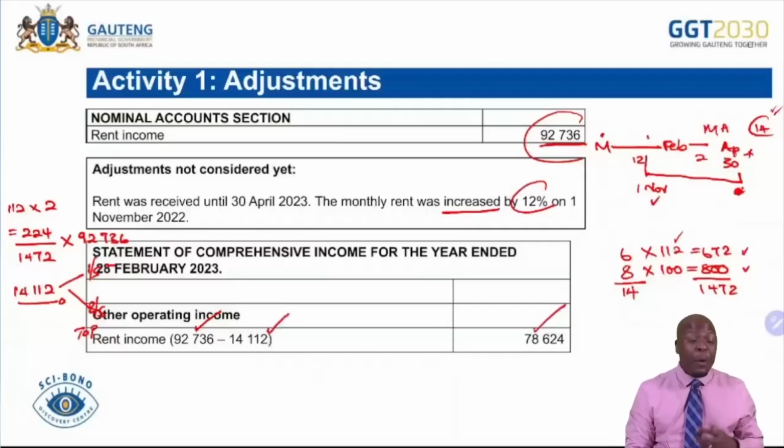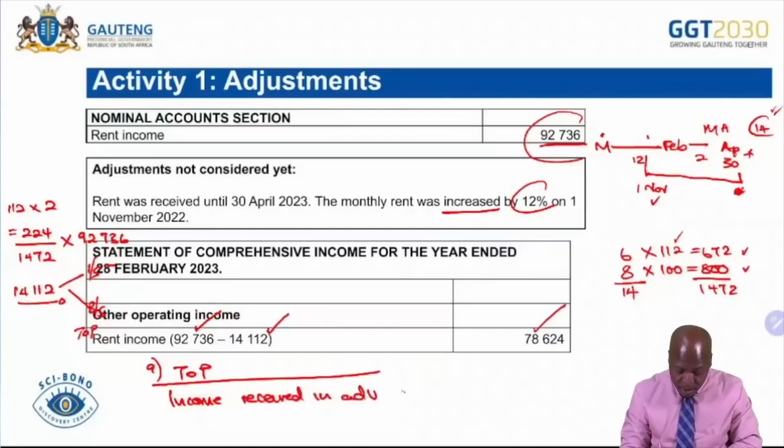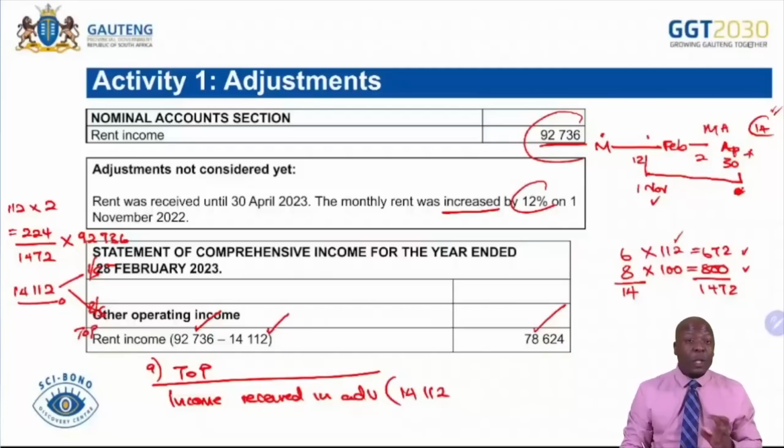And therefore, if I were doing the statement of financial position, I would come now to my trade and other payables, which is my note number 9. And I would also come and record my income received in advance. And how much is that going to be? My 14,112. Once you've done this, you've recorded it in both the income statement as well as the balance sheet. Are we good? I'm happy.